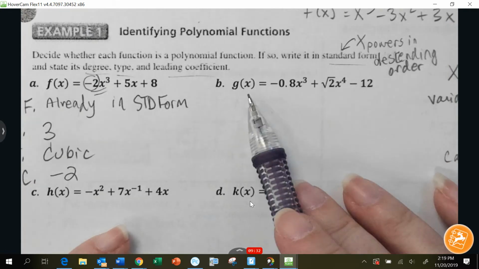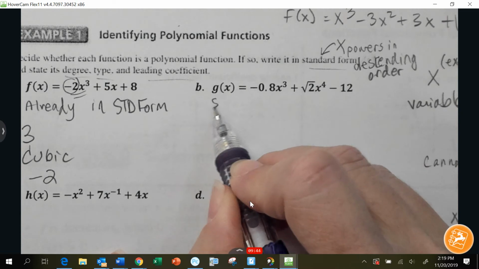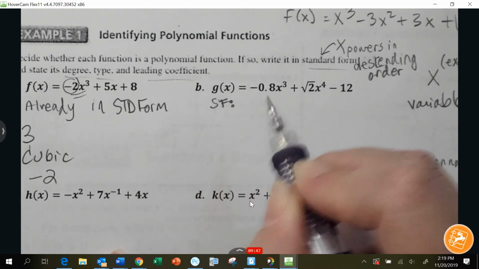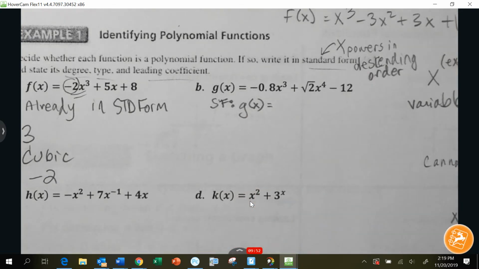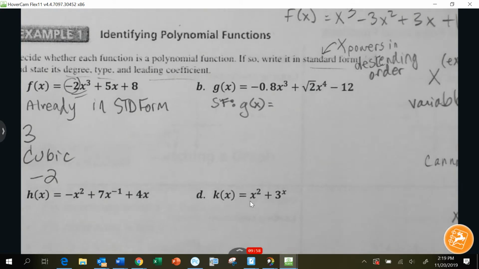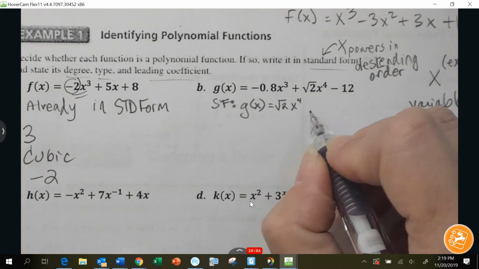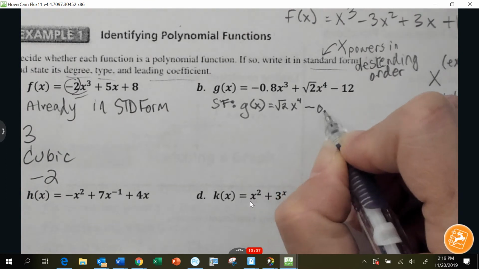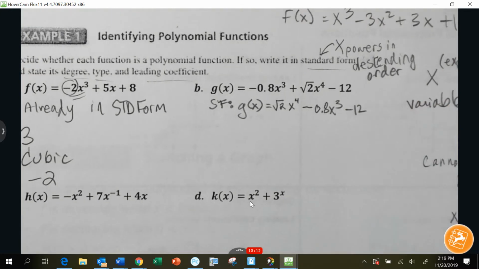Okay, B, is it a polynomial? Yeah. It goes in ascending. So standard form. Is it in standard form right now? No, there's a square root. You have to look at the powers of the x's. What term should go first? Square root 2 x to the 4th goes first. And then what? Minus 0.8 x cubed, and then minus 12. That is descending order, that's standard form.